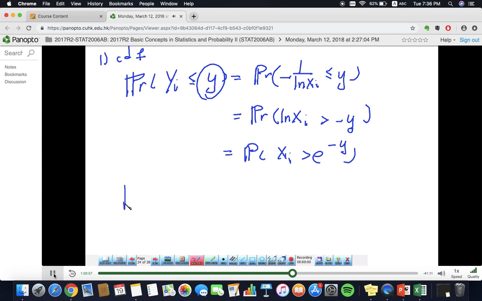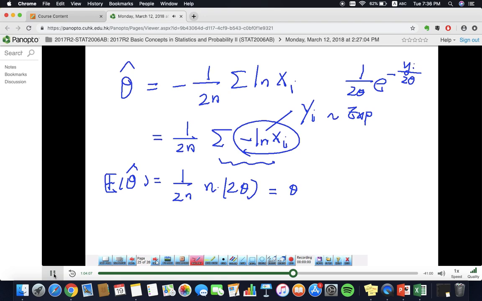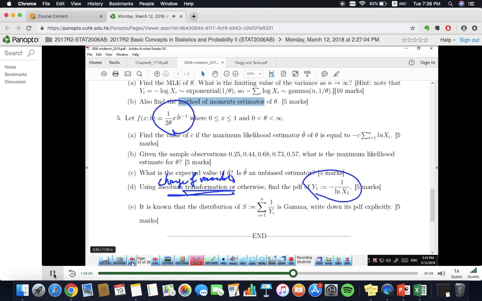So the PDF is just differentiating these functions to get the derivative. So you get the PDF. So you are done. Okay, finally, the very last question.